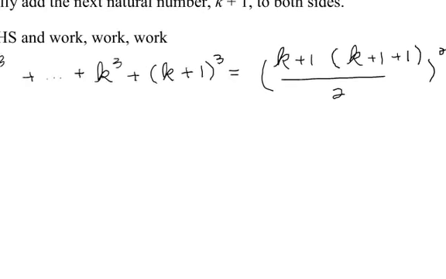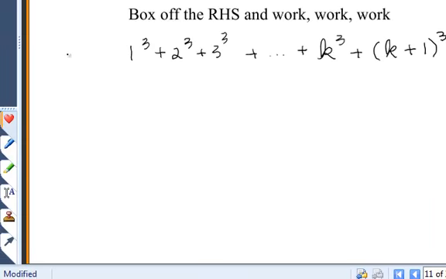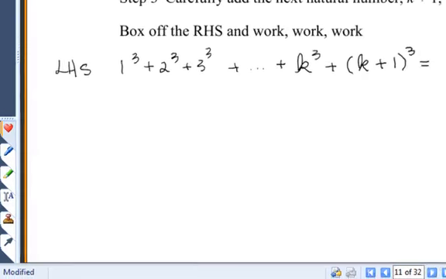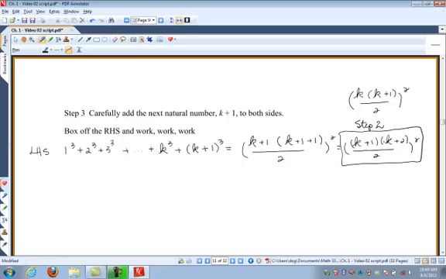I've got to show that, working with the left-hand side over here, I can get this right-hand side. So the crux of an induction proof is the algebra we're going to look at right now. Now notice I boxed off the right-hand side, and I'm going to work with what's over here on the left-hand side. Now by hypothesis, I know what this is. All the way up to k cubed, that's going to be (k times (k plus 1) over 2) squared.